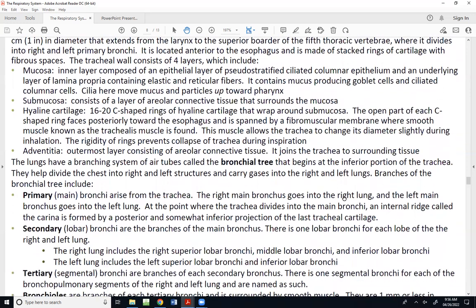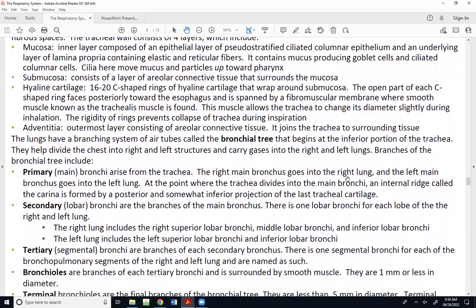So the mucosa is on the inside, the adventitia is on the outside. Mucosa, once again, is the inner layer. It's composed of an epithelial layer of pseudostratified ciliated columnar epithelium, and then an underlying layer of lamina propria, which is connective tissue where you find elastic and reticular fibers. Within the mucosa are mucus-producing goblet cells, which makes a lot of sense. There's also ciliated columnar cells. And what the mucus does is it helps trap dust particles that we breathe in. Think of it like a glue trap that you can put up in your house if you want to catch bugs and mice.